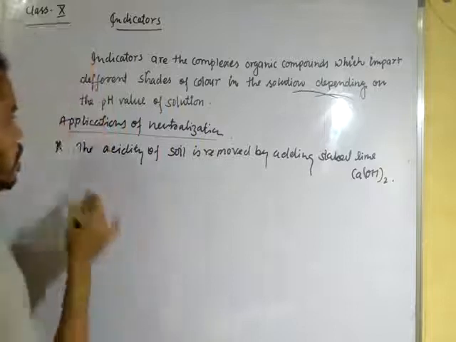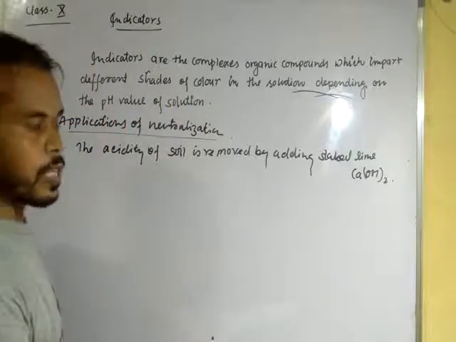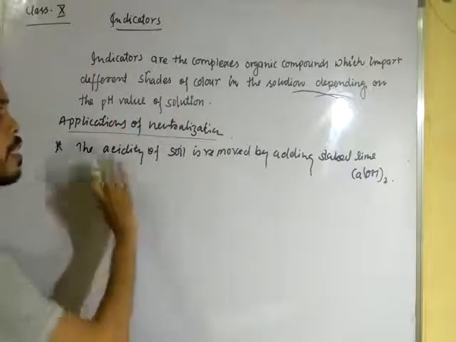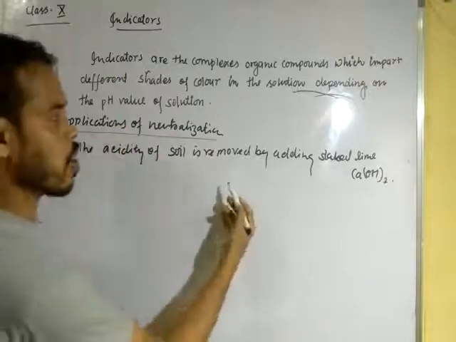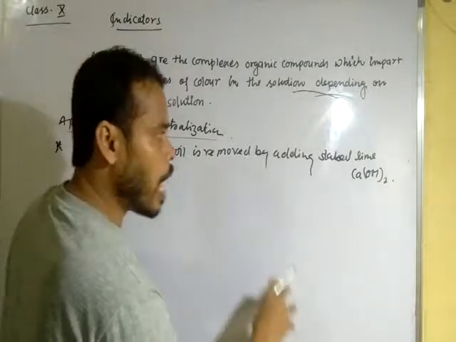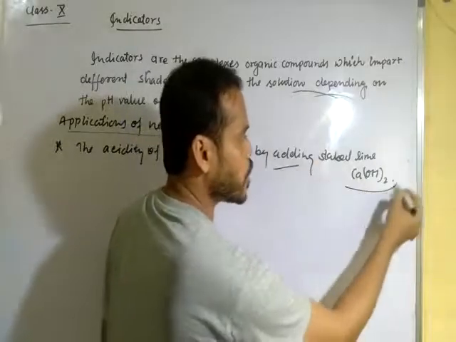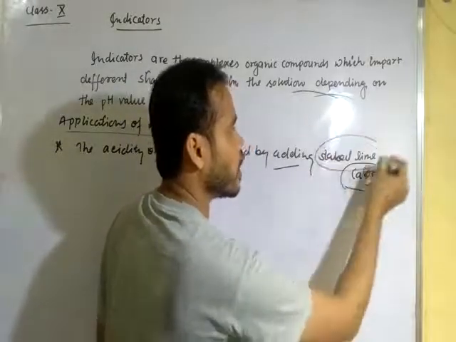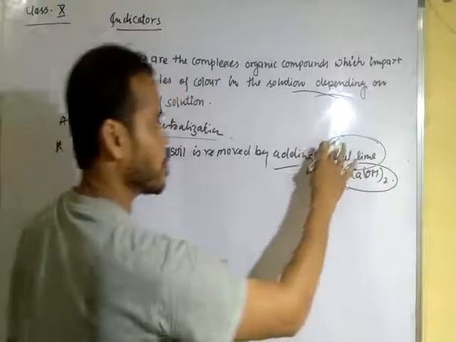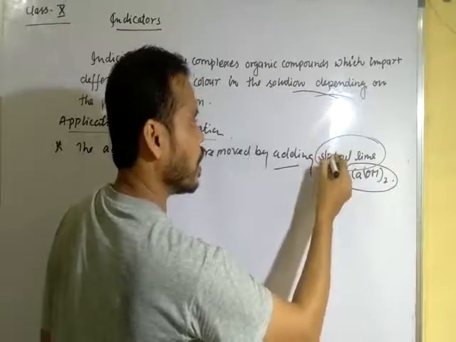So if the acidity of the soil increases, to reduce the acidity we have to add calcium hydroxide, known as slaked lime.